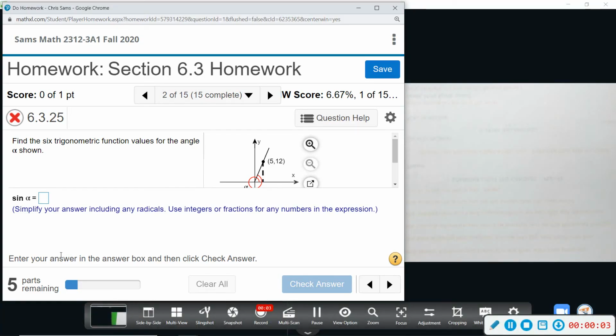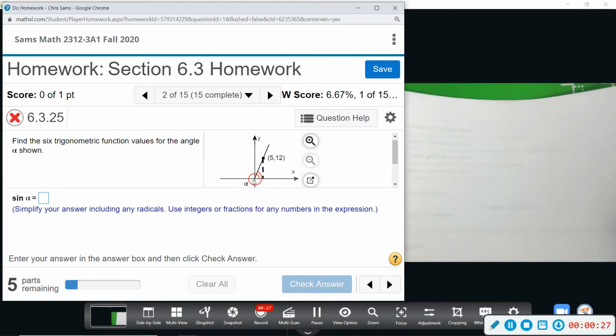All right, number 2, we want to find the 6 trig functions for the given angle. Here we're shown an angle. They started here and went all the way around, so it's bigger than 360. That's not the most important part. The most important part is the ordered pair for the angle that we have here.